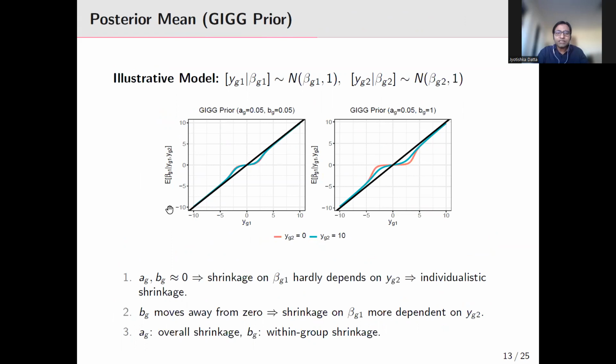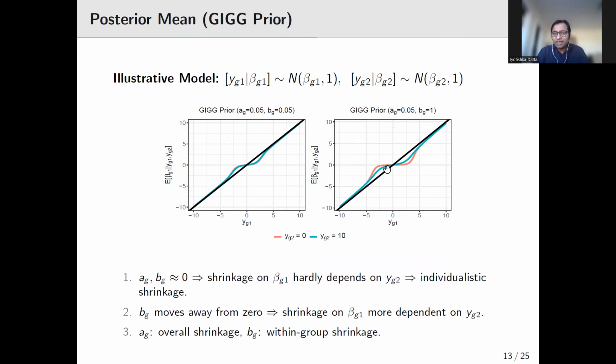So if you look at these two figures, this is probably the most important plot of this presentation. What is happening here is we are looking at two different observations, y_g1 and y_g2. y_g1 is from a normal with mean beta_g1, y_g2 is from a normal with mean beta_g2. And we're looking at the plot of the posterior mean of beta_g1 versus the observation y_g1, right? So ideally, if y_g is small, near 0, then the shrinkage profile should look flat. It should shrink all the way to 0. Then as you go away from 0, it should come back. So it should have tail robustness.